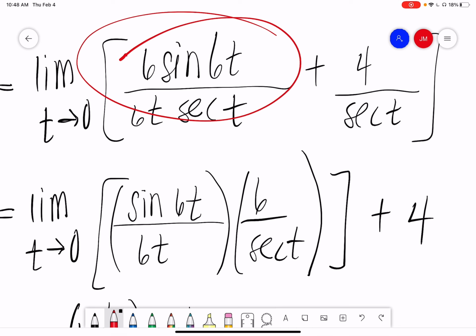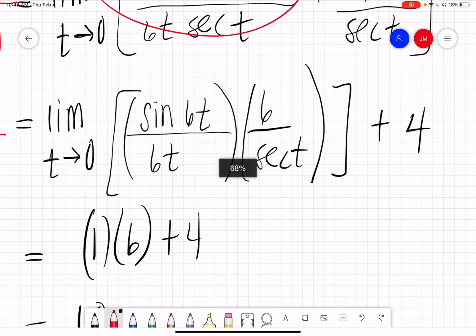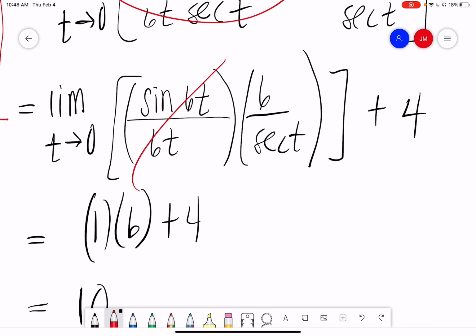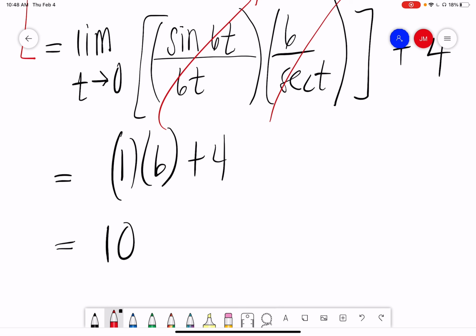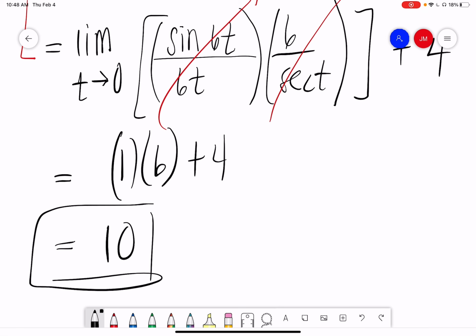And when I evaluate that limit, of course, this one goes to 1, and 6 divided by the secant of 0 is 6. So I got 1 times 6 plus 4 for an answer of 10.